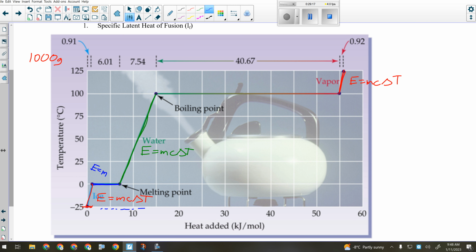The formula for this part is E equals m times LF. M is again the mass, so it'll still be 1,000 grams. LF is the latent heat of fusion. It's the amount of energy per gram that is required to melt ice. That number is 333 joules per gram.